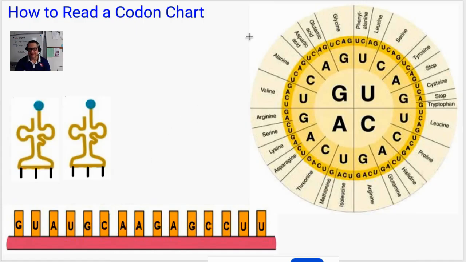All right, I think this is the last slide because I'm up over 12 minutes and I don't like to go that long. But anyways, how to read a codon chart. Here's our codon chart right here.